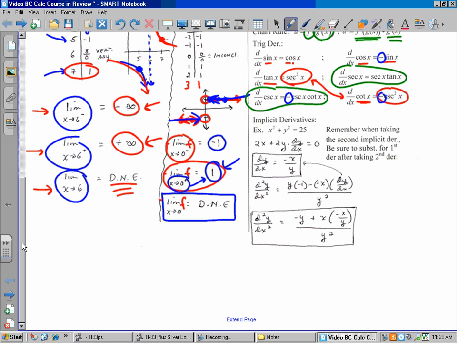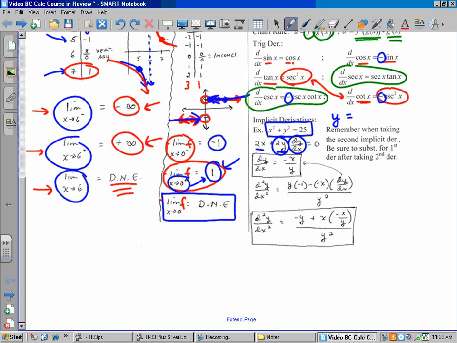Implicit derivatives, this is when you do not have an equation solved for y. You have x's and y's in an equation. So this one is x squared plus y squared equals 25. Take the derivative of x squared, it's 2x. Take the derivative of y squared, it's 2y times dy over dx. Whenever you take the derivative of a y, take it like you normally would using the power rule, right? That's where the 2y comes in.